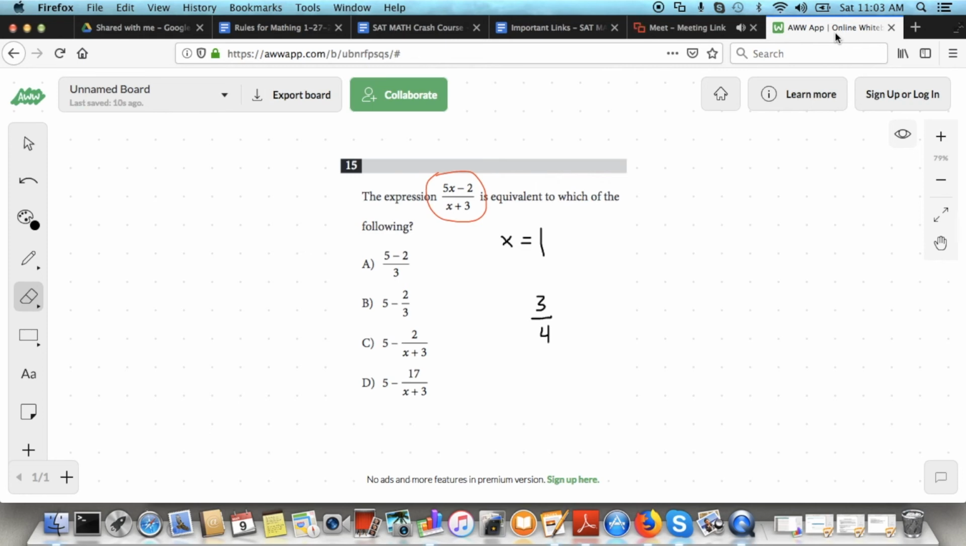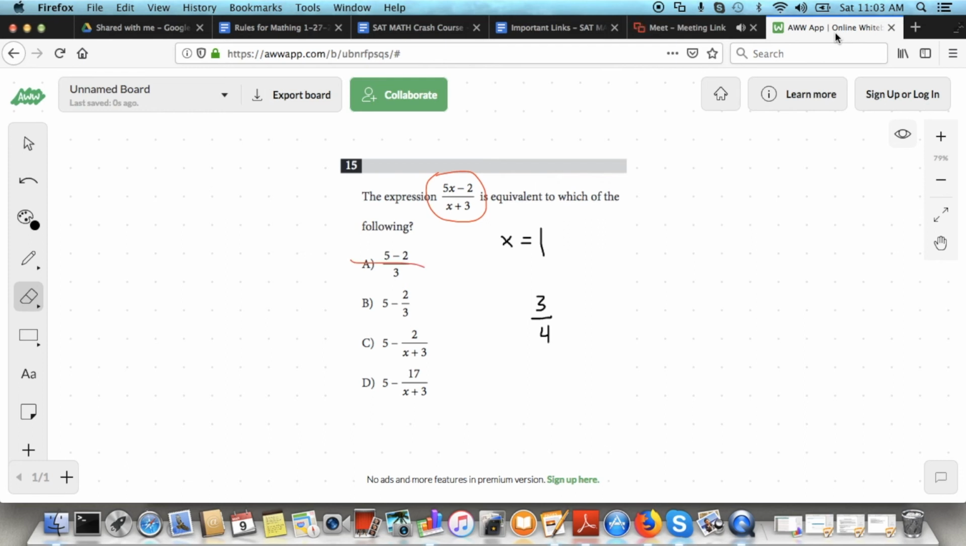Okay, great. Now what do we do? Now we can eliminate the different answer choices. Let's test answer choice A. I don't think answer choice A is going to be the same, because that equals 3 over 3. It's just not going to be 3 over 4, so A's gone. That's easy.